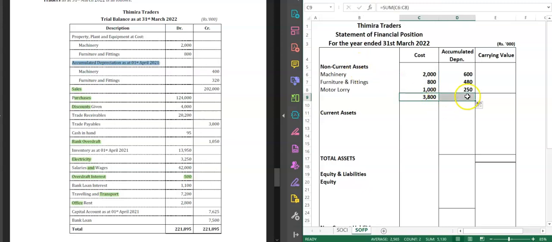So the total cost of it is 3,800. Then you take it for this. And what is the carrying value? Carrying value is cost minus accumulated depreciation. This is the carrying value of the non-current assets. That is 2,470. So this part is finished for us now.